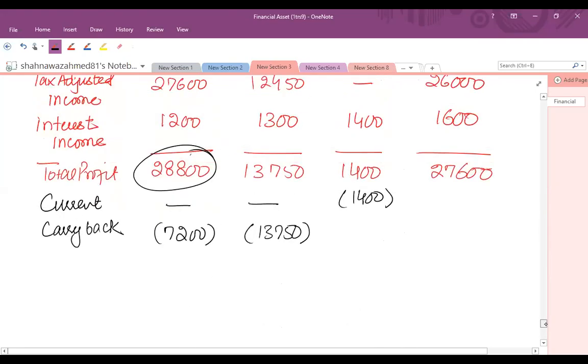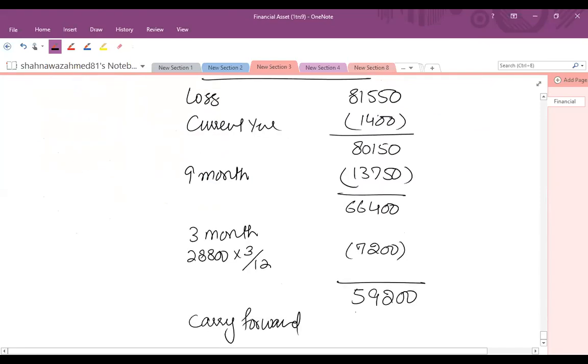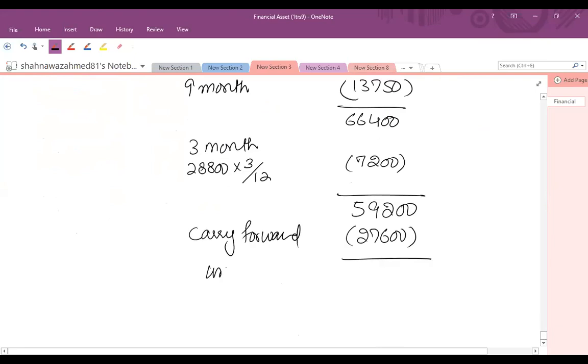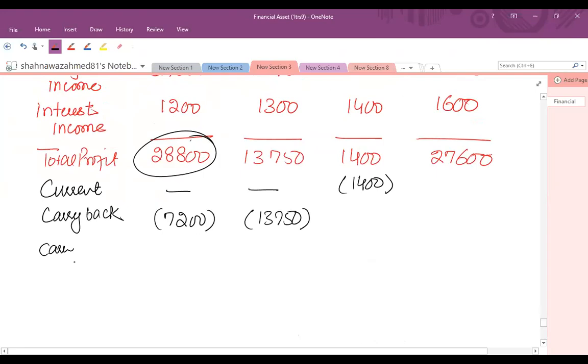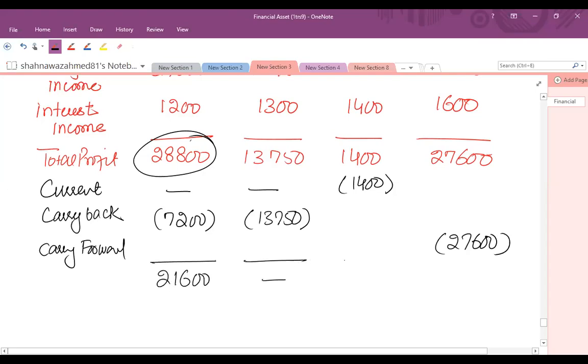So we have a carry forward option available of 27,600, and the unrelieved loss now left to be carried forward is 39,600. So we have carry forward 27,600, and in this way we have the value available 21,600. This is 0, this is 0, and this is also 0.